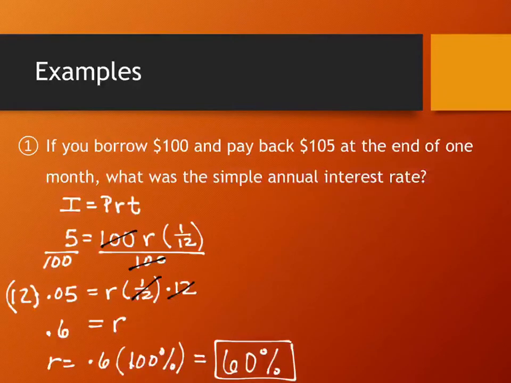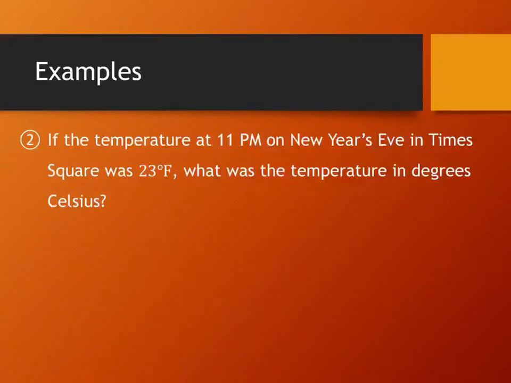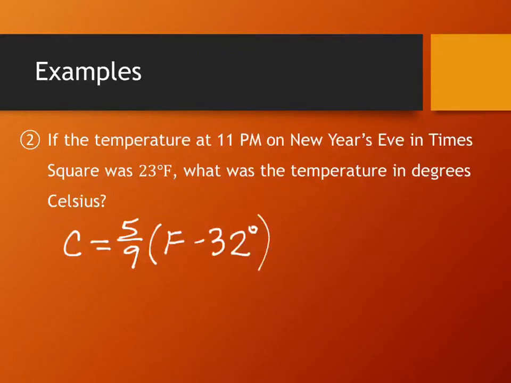Okay. Number 2 talks about temperature. It says the temperature at 11 p.m. on New Year's Eve in Times Square is 23 degrees Fahrenheit. What is the temperature in degrees Celsius? So there's an equation that we have that converts between the two. Somebody tell me, it starts out C equals, what's next? Right. 5/9, F minus 32.